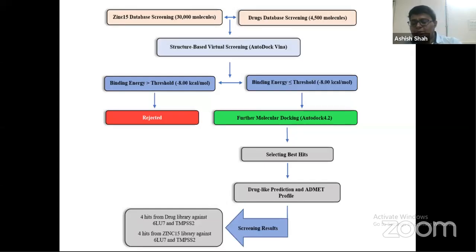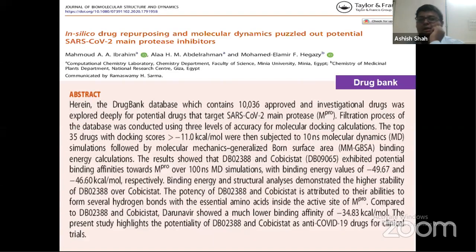So this is one paper. Now, the second is of DrugBank. What the research group did was in silico repurposing of the DrugBank database. DrugBank is a database that reports FDA approved drugs. Whatever FDA approved drugs are reported in the database, they used around 10,000 compounds and did screening based on molecular docking. You can see the molecular docking calculation, and out of these 10,000 they got 35 compounds.